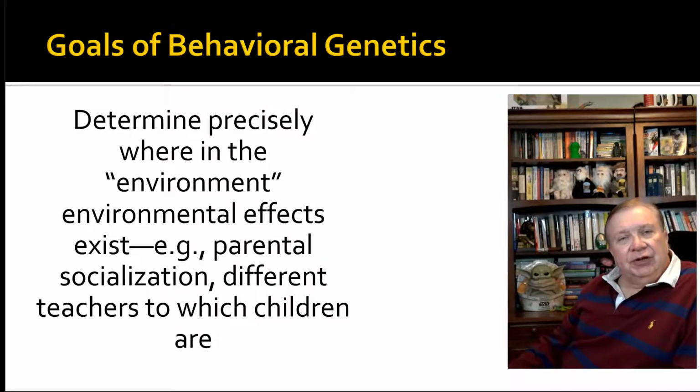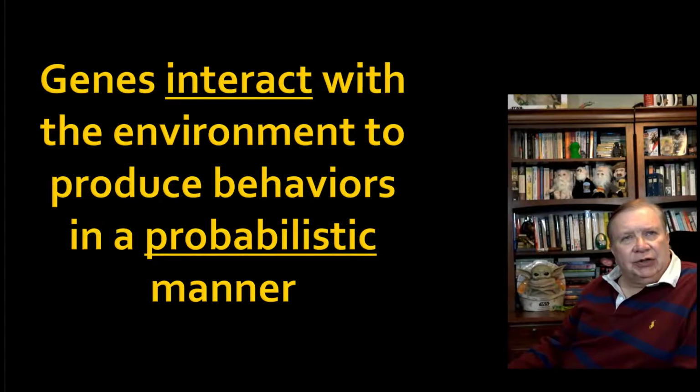Now, if you get anything from this lecture at all, and I mean anything, maybe even in the whole personality class, I want you to thoroughly understand this next point. And that's that genes interact with the environment to produce behaviors in a probabilistic manner. Just because you have a genetic propensity for something doesn't mean you're going to have that characteristic. You just have a probability that you will.